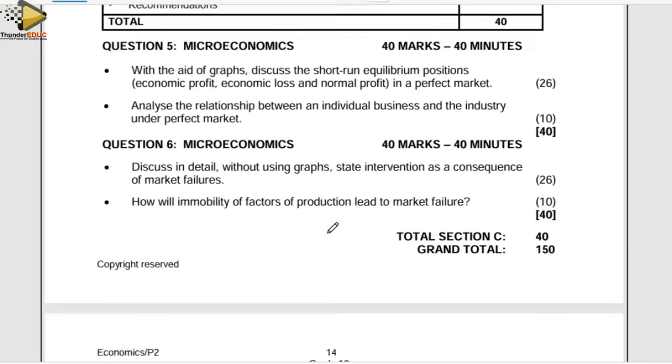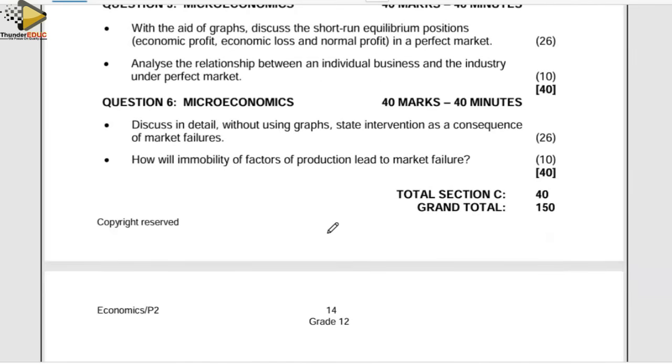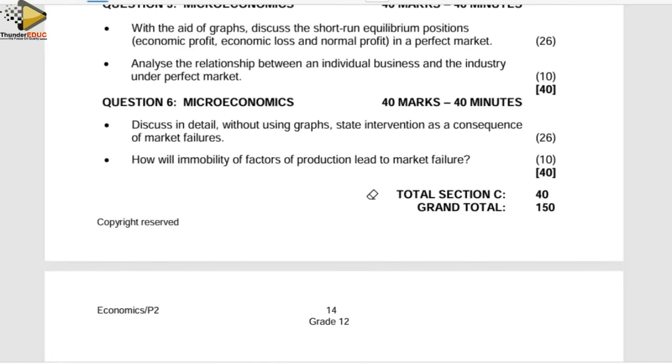Let's do the additional part. Analyze the relationship between individual businesses and the industry under perfect markets. The relationship between businesses and the industry under perfect market conditions. Right, that is also a question of concern in relation to what we were addressing.